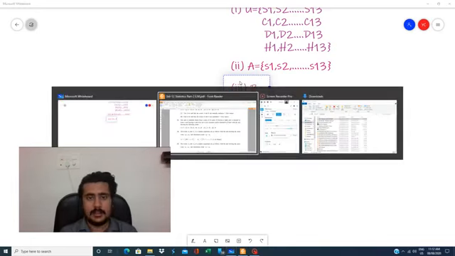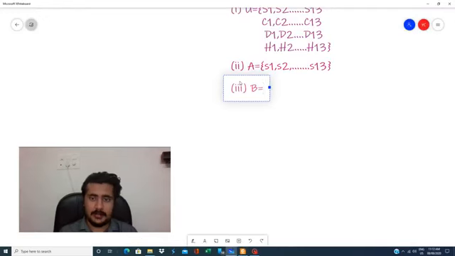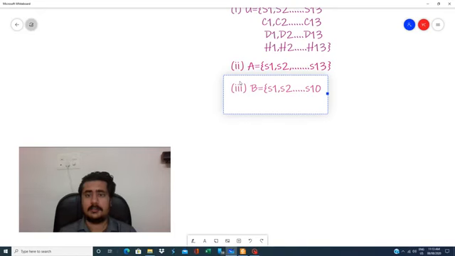Then B. If drawing a card from ace to 10, that is non-face cards, is denoted by B. Now B is non-face cards. How will I write this? Let us write like this. It starts from S1, S2, up to S10, because we are going up to non-face cards. From S11, face cards start.